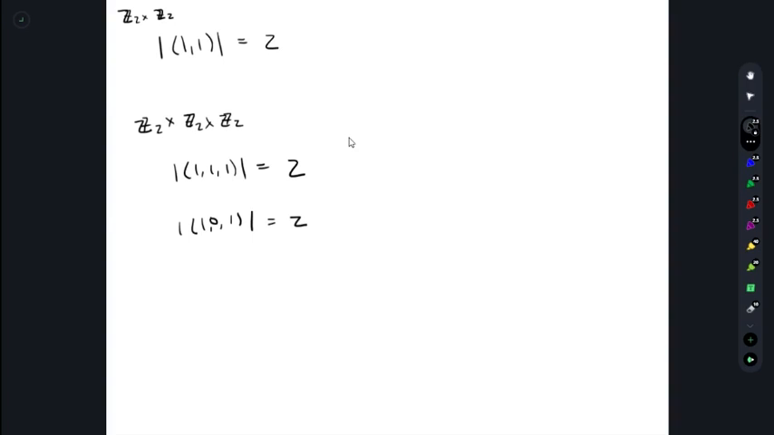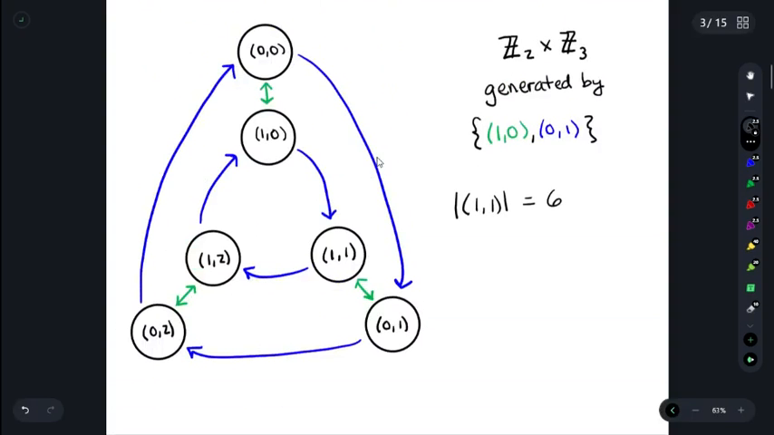So (1, 1) had a special property in Z2 cross Z3, and it only goes 2 times around until you get back to the identity for these groups. So what's going on? Let's take a look at why that is. We actually already discussed it when we talked about permutation groups.